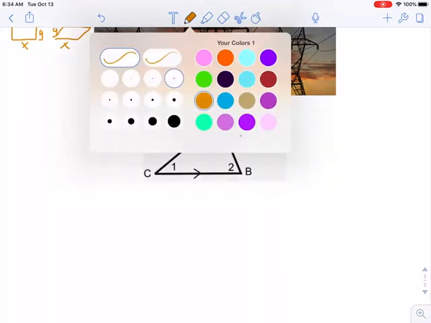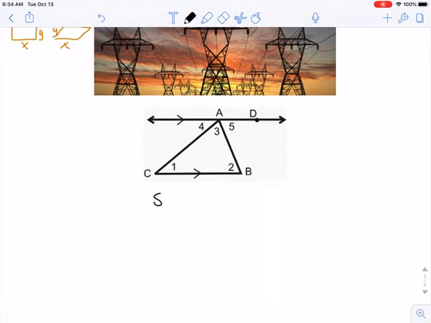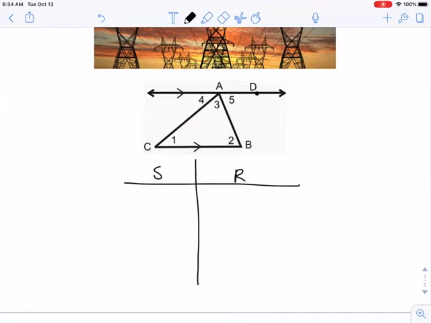I'm just going to start rambling, but this is a powerful picture. This might be one of the most important pictures in geometry itself. All right, let's do statements, let's do reasons. All right, we're going to prove that the measure of angle 1 plus the measure of angle 2 plus the measure of angle 3 equals 180 degrees.